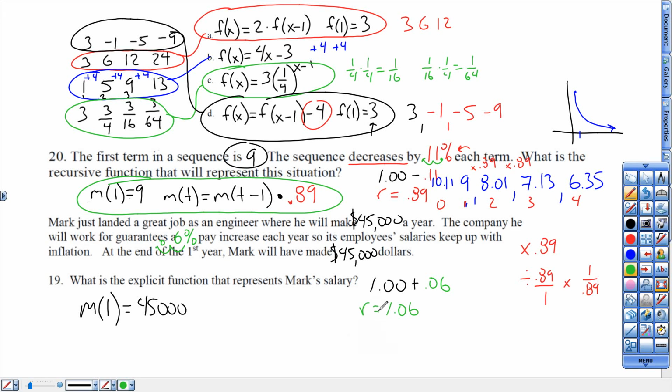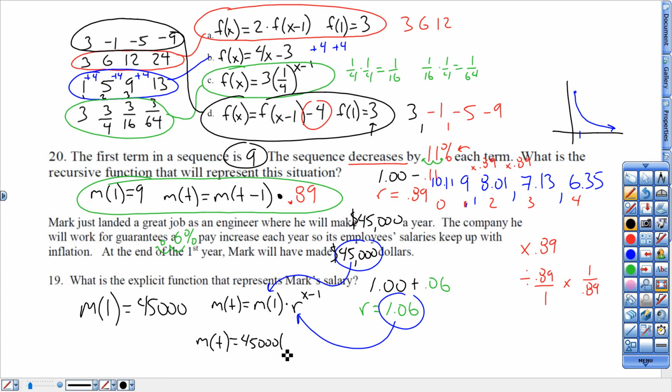This one wants you to use the explicit form, which I could get from using the first term times whatever R number to the x minus 1. If I plug those in, that will complete this. This is my M1. This is my R. So if I write that equation, it is M of t equals that 45,000 times 1.06 to the x minus 1 power. That's the answer I'm looking for.